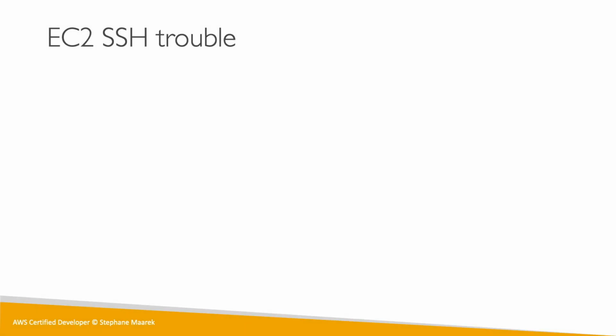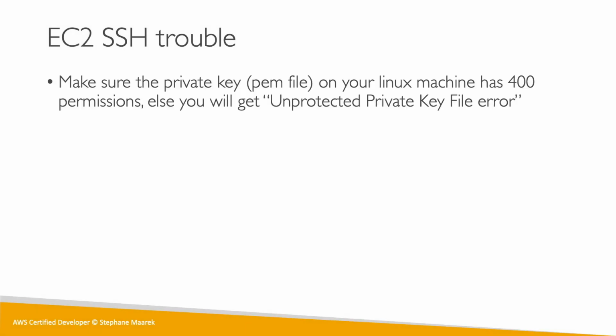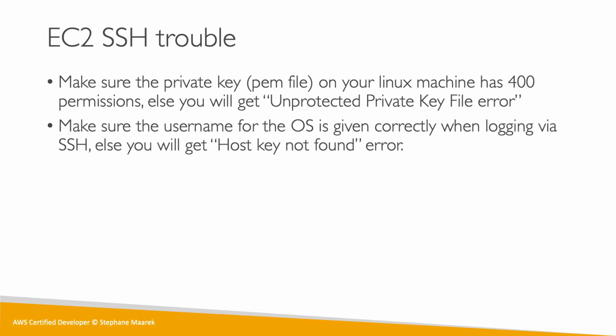Okay, another issue you need to be able to troubleshoot is when you can't SSH into an EC2 instance. Number one is you need to make sure that the private key file, the PEM file, has the 400 permissions, otherwise we'll get an unprotected private key file error, and we'll see this in a second. If we connect to a Linux and we give the wrong username, we'll get a host key not found error, so we'll see this in a second as well.